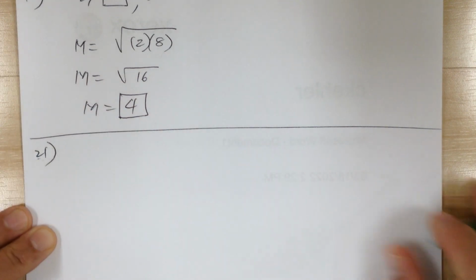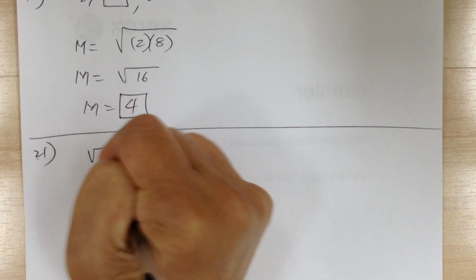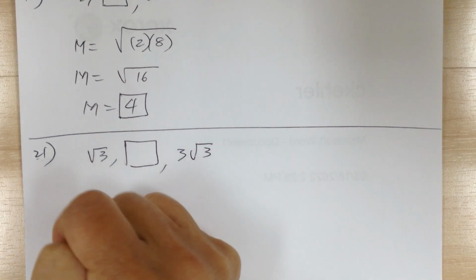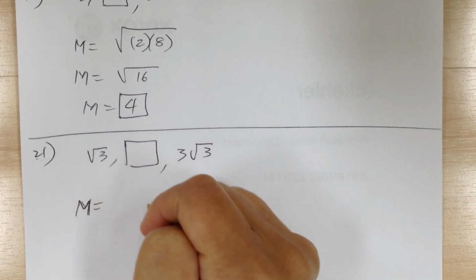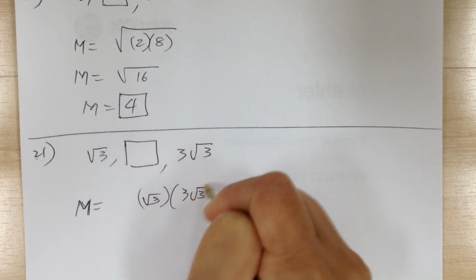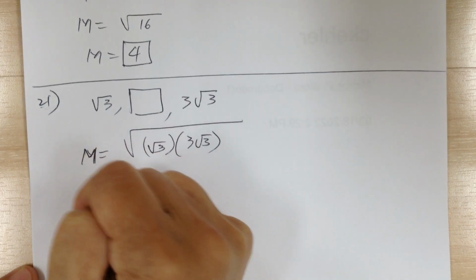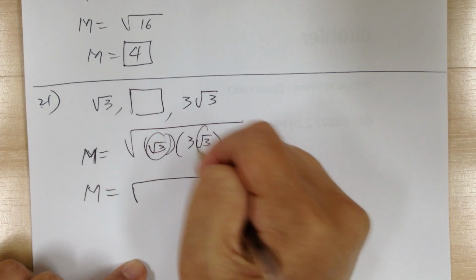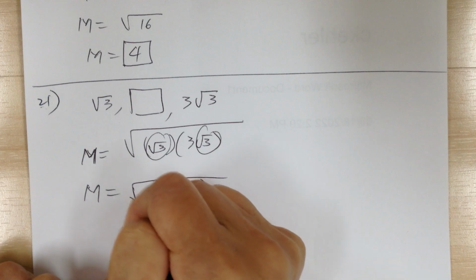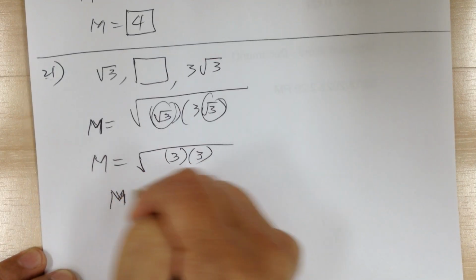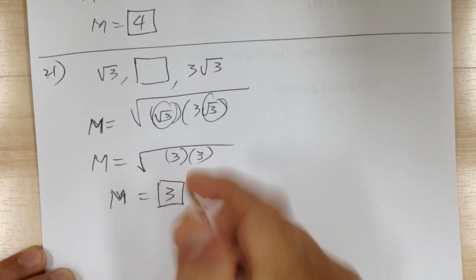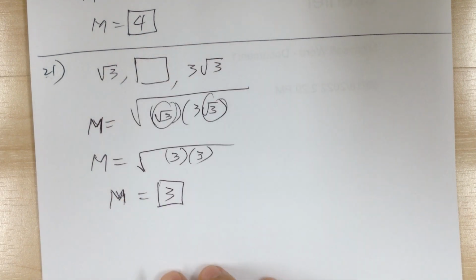Number 21. I have the square root of 3, a missing number, and the square root of 3. Again, to find the middle number, you multiply and then you take the square root. So m equals, when you multiply, this will give you 3. So basically you have the square root of 3 times the square root of 3, which is 3. The geometric mean will be equal to 3, since the radicand becomes an integer. Again, when you're looking for the middle number, it's fairly easy.